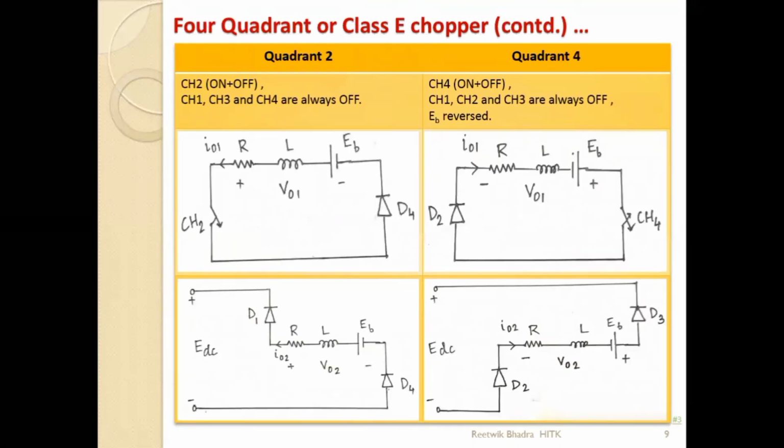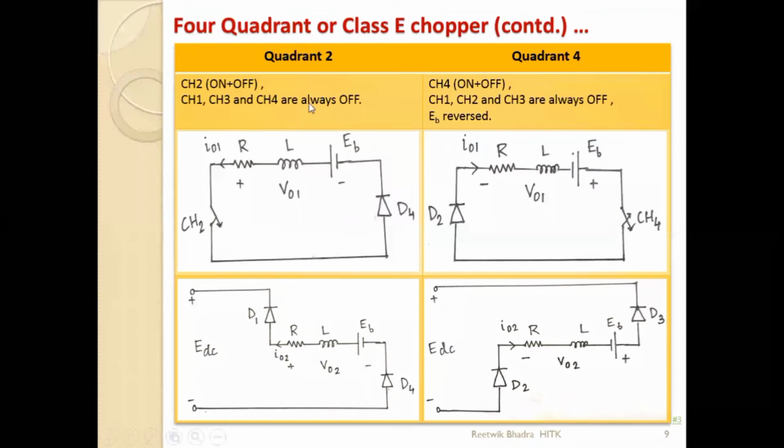Similarly, quadrant 2 and quadrant 4. In quadrant 2, which chopper should be operated? Chopper 2. In quadrant 4, which should be operated? Chopper 4. And all the other switches are off. Apart from 2, what is there? 1, 3, 4. Apart from 4, what is there? 1, 2, 3. So all are off. See, again this charging figure and this charging figure are mirror images. Discharging figures are mirror images too. This is how you can relate 1 and 3, and 2 and 4 respectively.